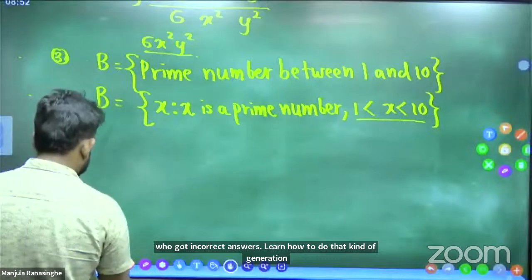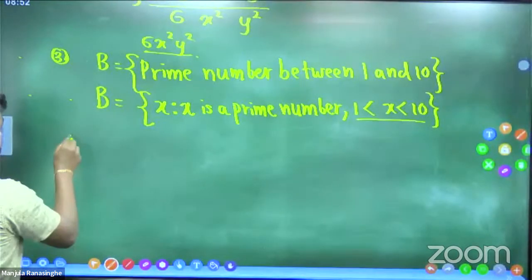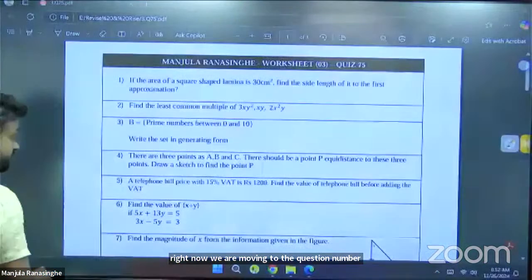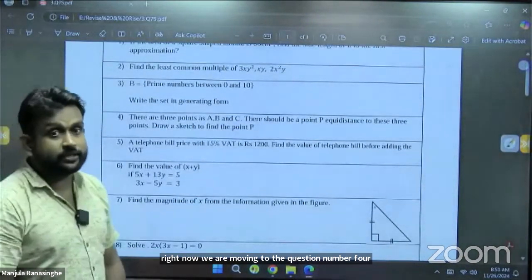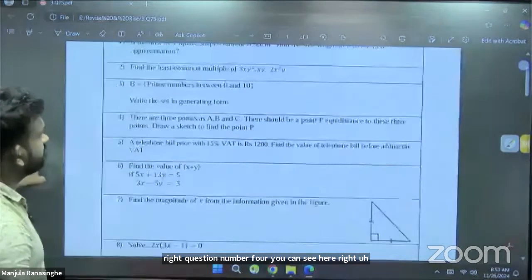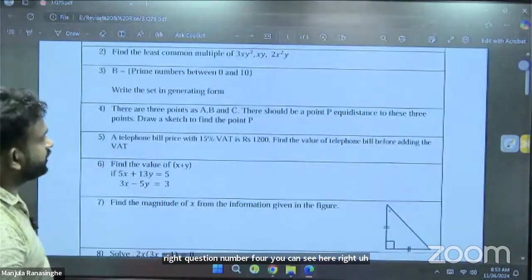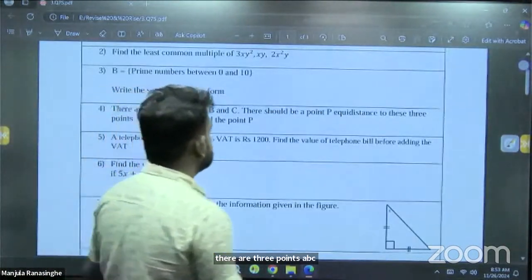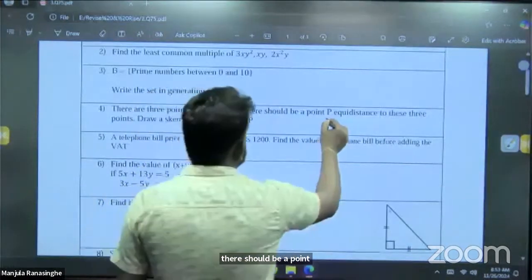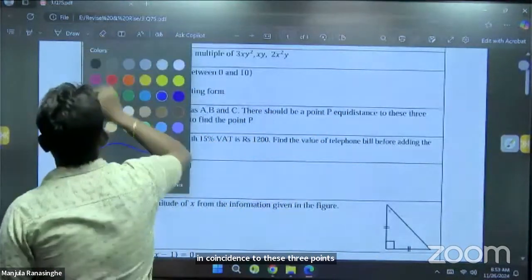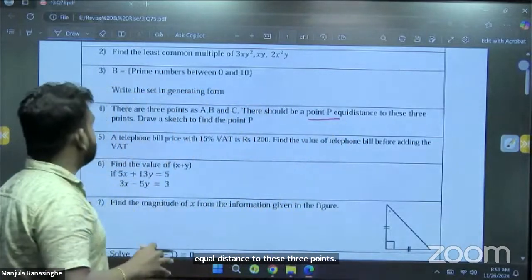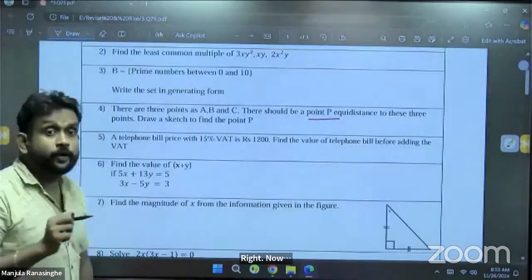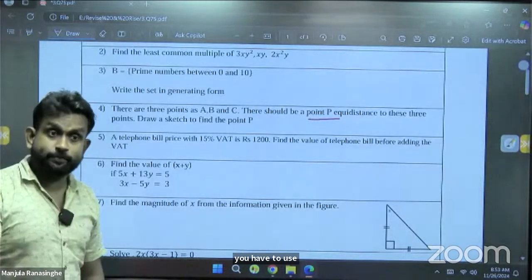Right, now we are moving to question number 4. Right, question number 4, you can see here. There are 3 points, A, B, C. There should be a point P equidistant to these 3 points. Now you have to find P equidistant to 3 points.